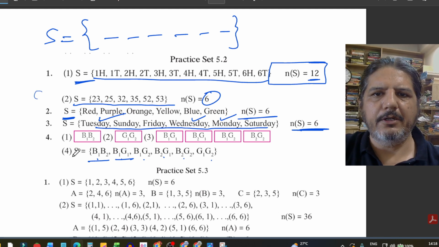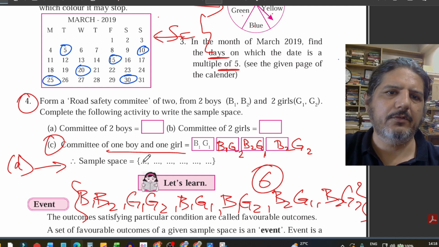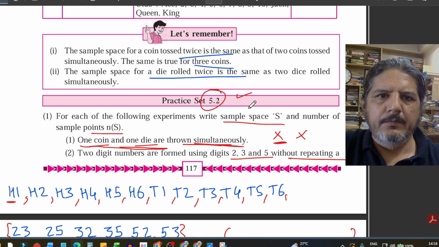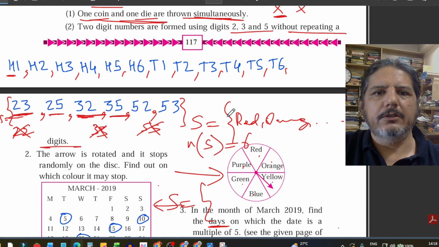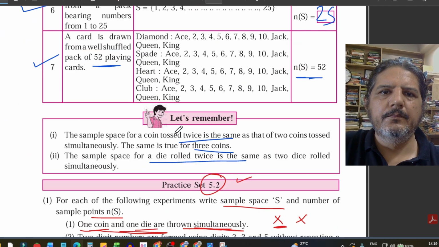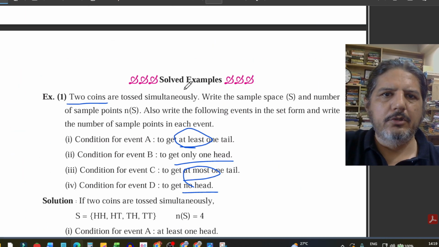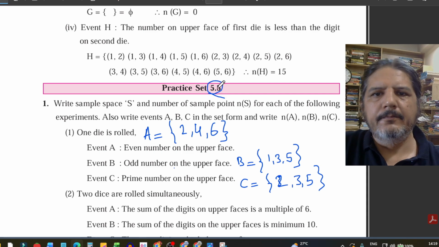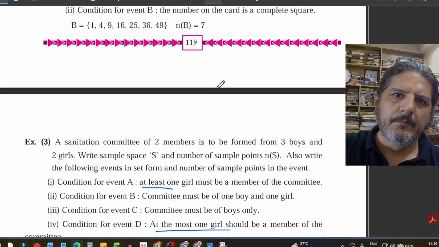Actually, this should be in a separate part. Here they should write a D part. That is why there is a bit of confusion. So I hope this practice set is clear. Now we'll do questions from practice set 5.3 next, but before that we'll solve a few examples.